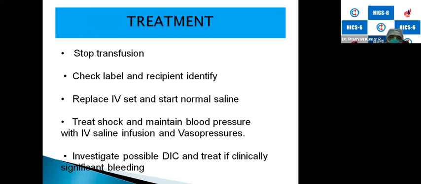Treatment: stop the transfusion immediately. Check the label and recipient immediately, and identify whether there is an error in cross matching, right from the blood bank level or at our level, at the bedside. Immediately replace the IV set and start normal saline. As I told in the last slide, even 1 to 2 cc of blood can cause a horribly dangerous reaction. The IV set might contain some amount of RBC. When you flush normal saline, those RBC can enter and restart the same reaction. So immediately remove the IV set, and if possible the venflon as well.